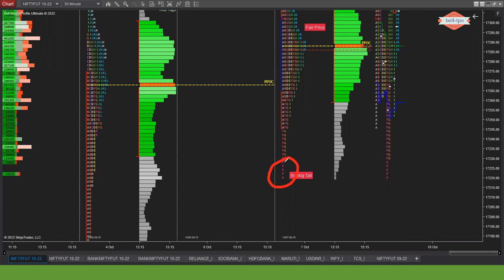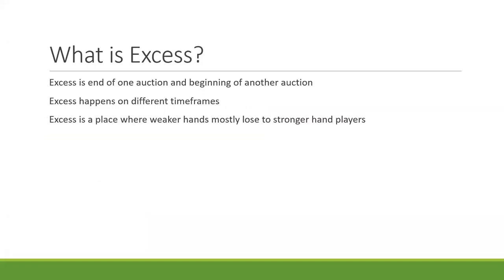So I'm seeing almost 5 TPO, which means a 10-point tail. The tail is made up of 10 points, which is significant. It's an excess. The definition of excess goes like this: excess is the end of one auction and the beginning of another auction.